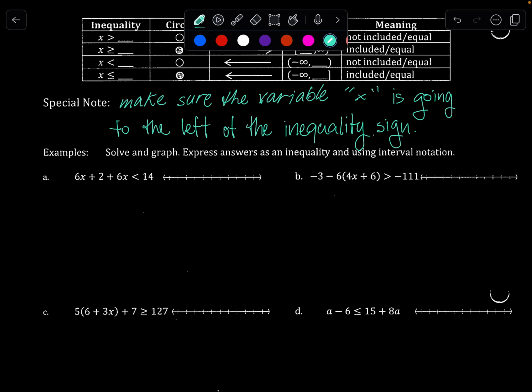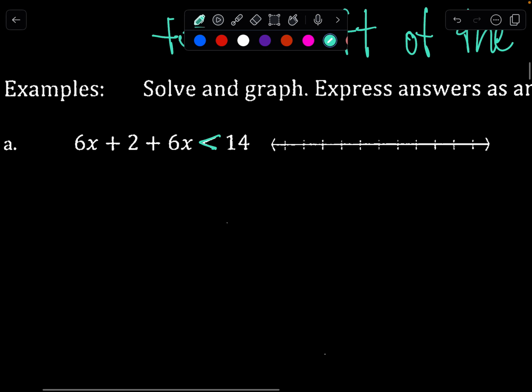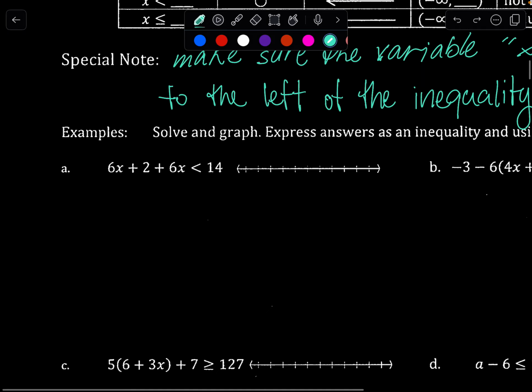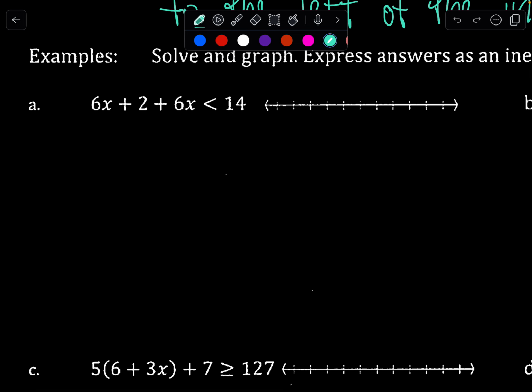Okay, if you don't know what I mean, I would revisit the 2.1 notes just to understand that the inequality points the direction that you shade. Okay, so with that being said, let's start on A. So the very first thing that we do on any equation like this is that we want to make sure that we are combining our like terms.